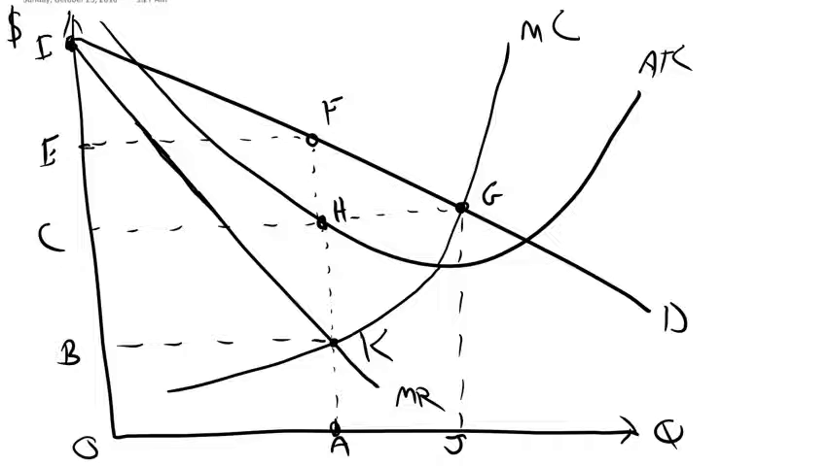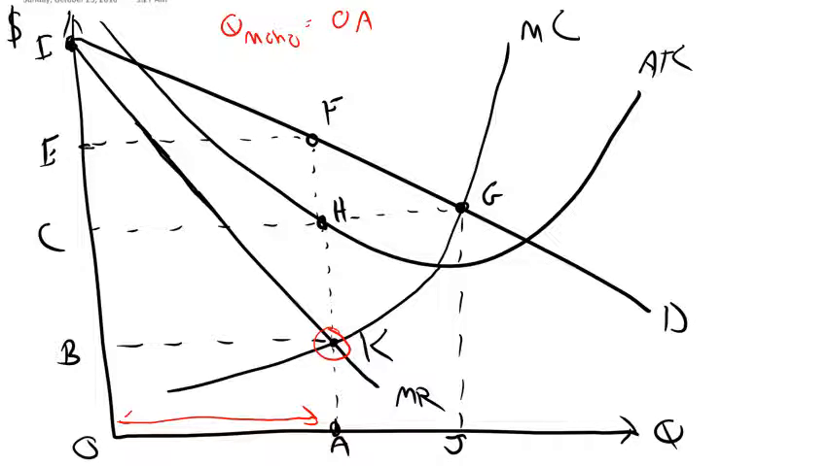The next question gives us a graph. First question is, how much output would a monopoly produce? Well, a monopoly finds where marginal revenue equals marginal cost. That's the intersection point K. So the monopoly output, Q mono, is the distance between the origin and point A, 0A.